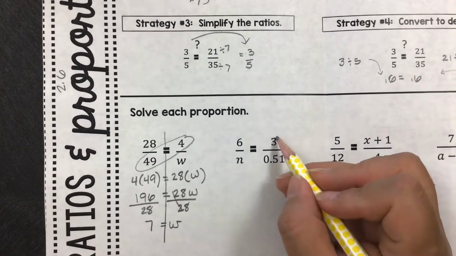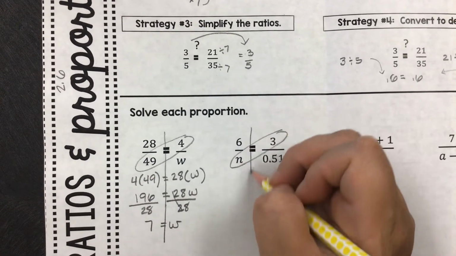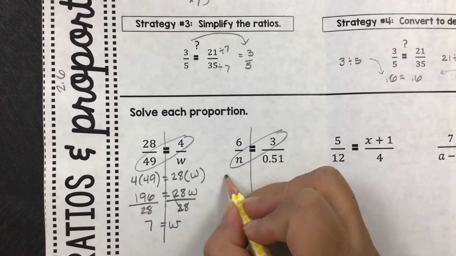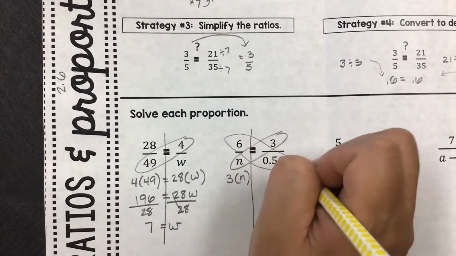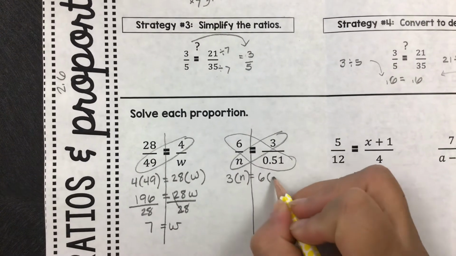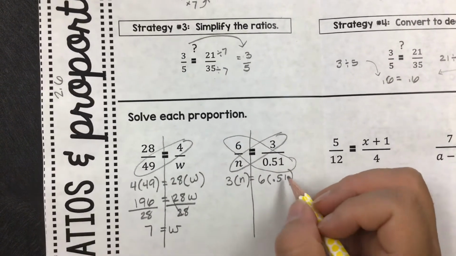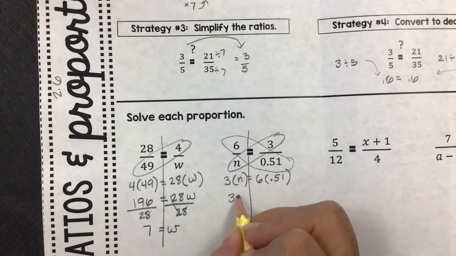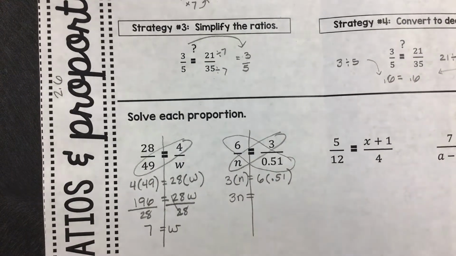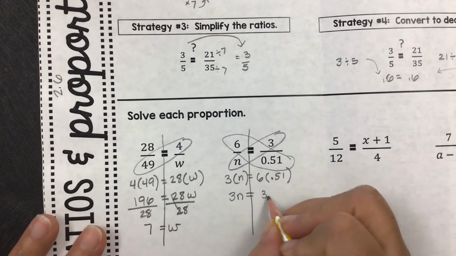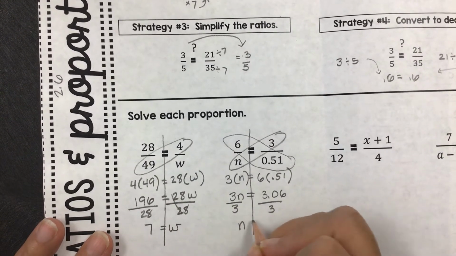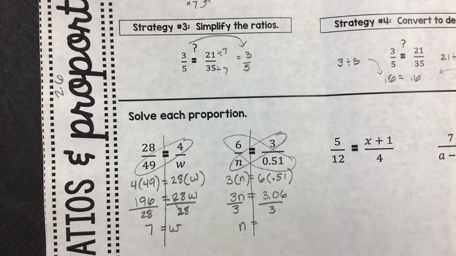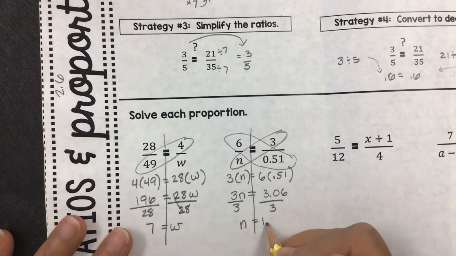The next one, we have 3 times N. So we do 3 times N. And then on the other side, we have 6 times 0.51. 3N is just 3N. We don't need parentheses anymore. 0.15 times 6 gives me 0.06. Divide by 3. N is equal to 0.02.